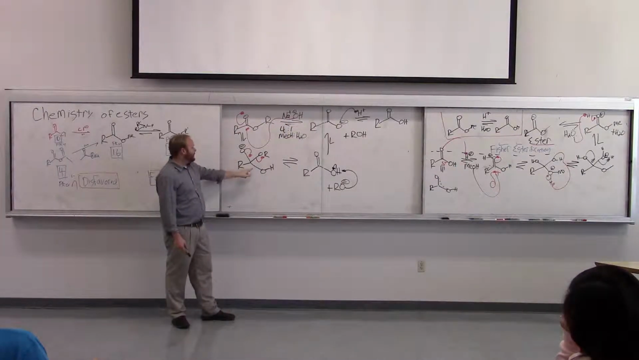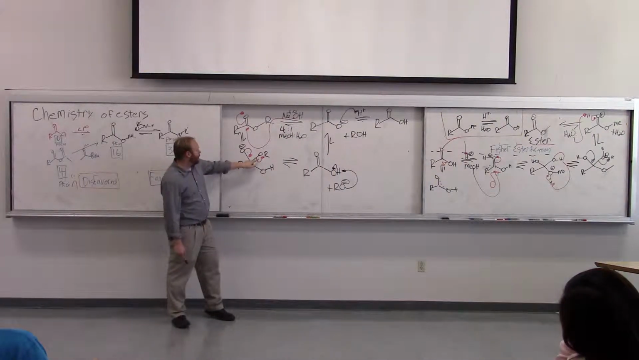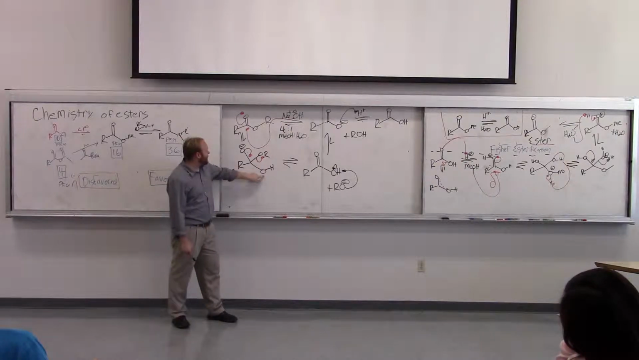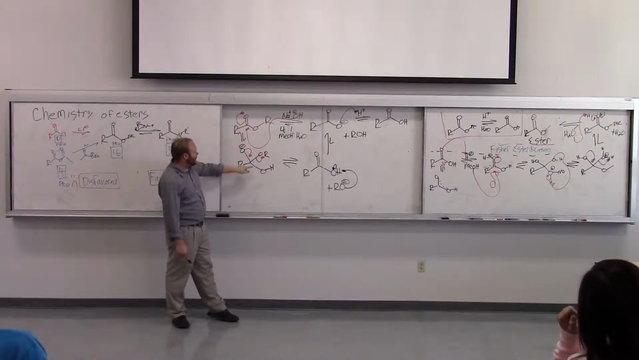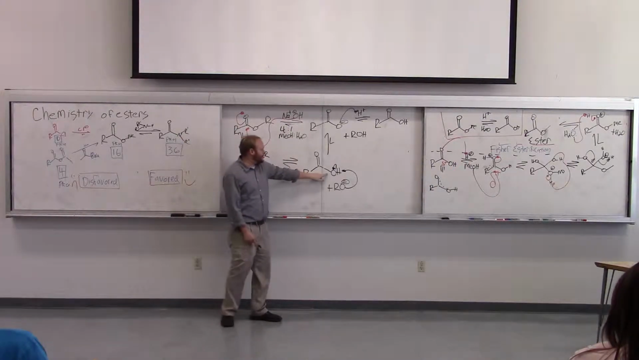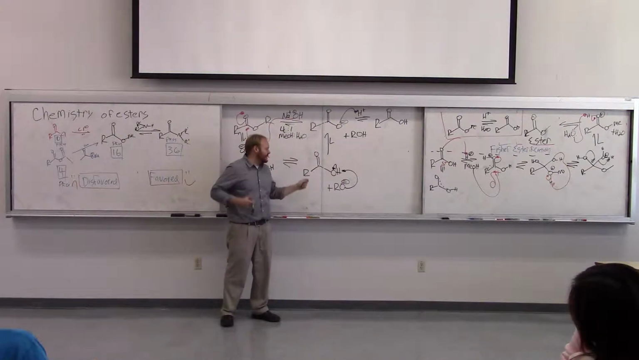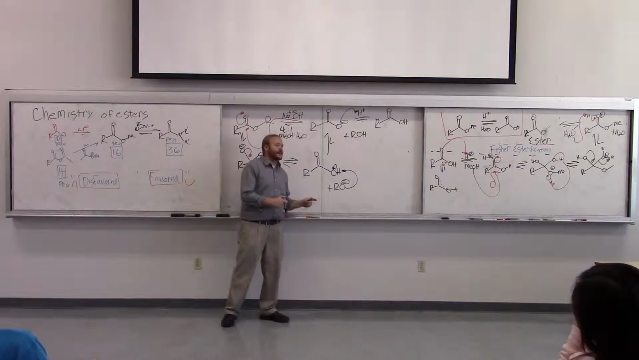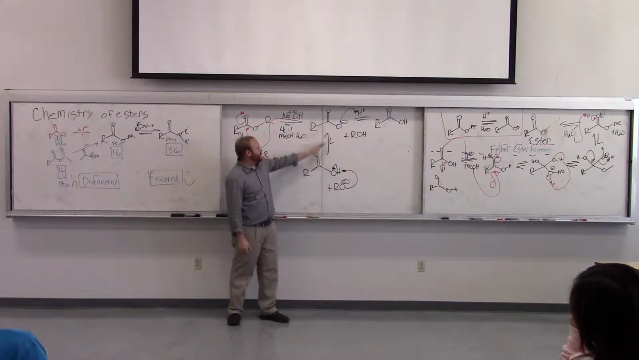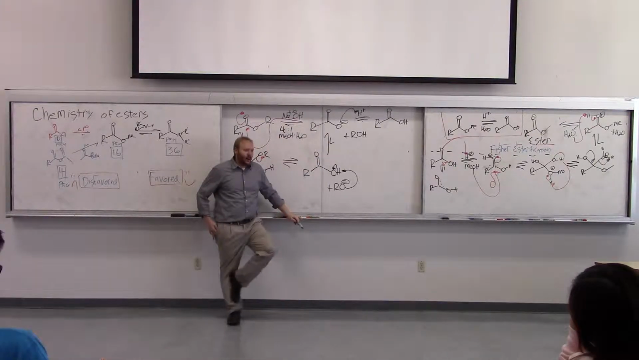into the ester, giving us a tetrahedral intermediate, which can kick off either OR or OH. If it kicks off OH, it's going to go back to the starting material. If it kicks off OR, it gives us a carboxylic acid, which is quickly deprotonated. And this quick deprotonation is what drives the equilibrium, because this is just going to fall out of equilibrium as the carboxylate.